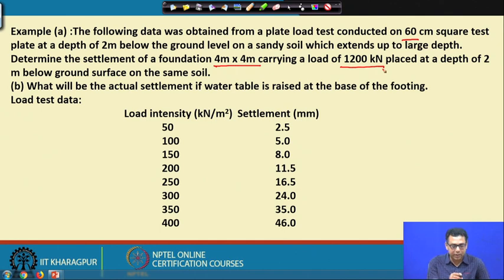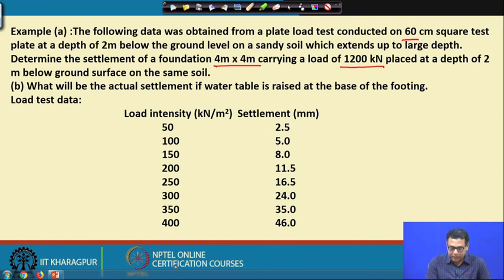Now, what will be the actual settlement if the water table is raised to the base of the footing? Initially in example A there is no water table effect, but in example B, if the water table is raised to the base of the footing, then what would be the actual settlement. So, the real foundation is 4 by 4 and the load is 1200 kilonewton. What will be the settlement of the foundation?